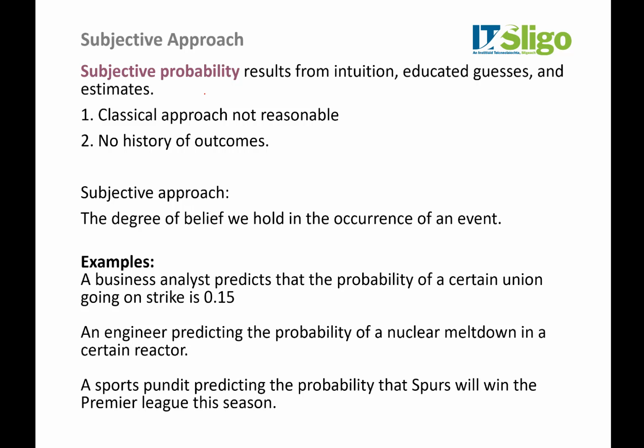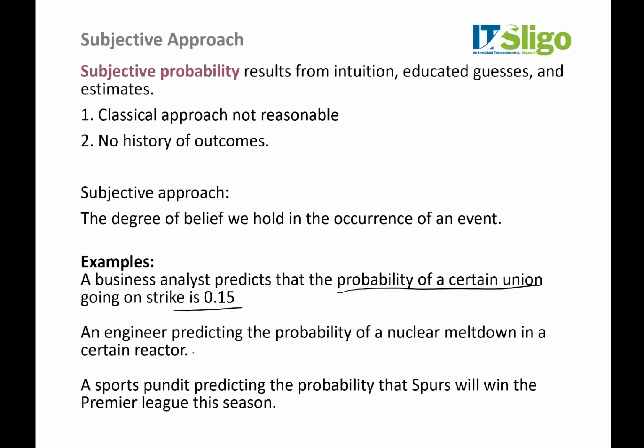So just some examples are written here. A business analyst figuring out the probability of a certain union going on strike. Again, that's not something you could really look up. It'd be more about the current climate, etc. You'd need somebody who understands what's going on. An engineer predicting the probability of a nuclear meltdown in a certain reactor.